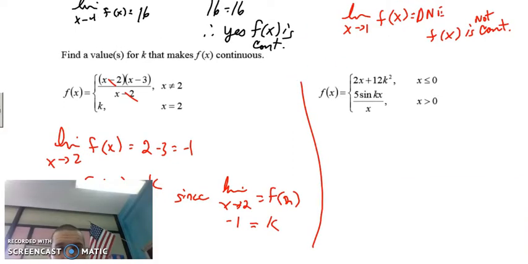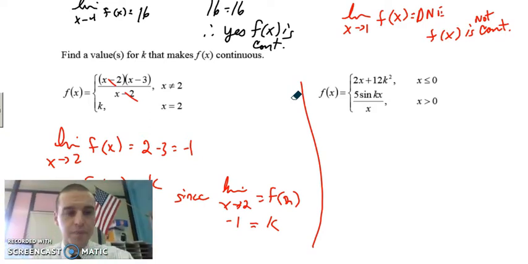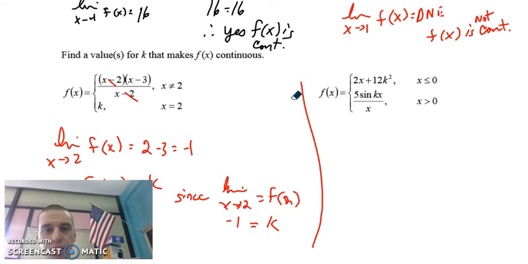For our last example here, we have another piecewise function. We've got 2x plus 12k squared, that's a polynomial. Then we have a trig function. And so immediately we're going to look at two things here. We're going to look at the limit from both the left and the right. The easier one, of course, is the limit as x approaches 0 from the left. And this is going to be a little bit of a longer one, so you may want to leave yourself room or write small here, of f of x.